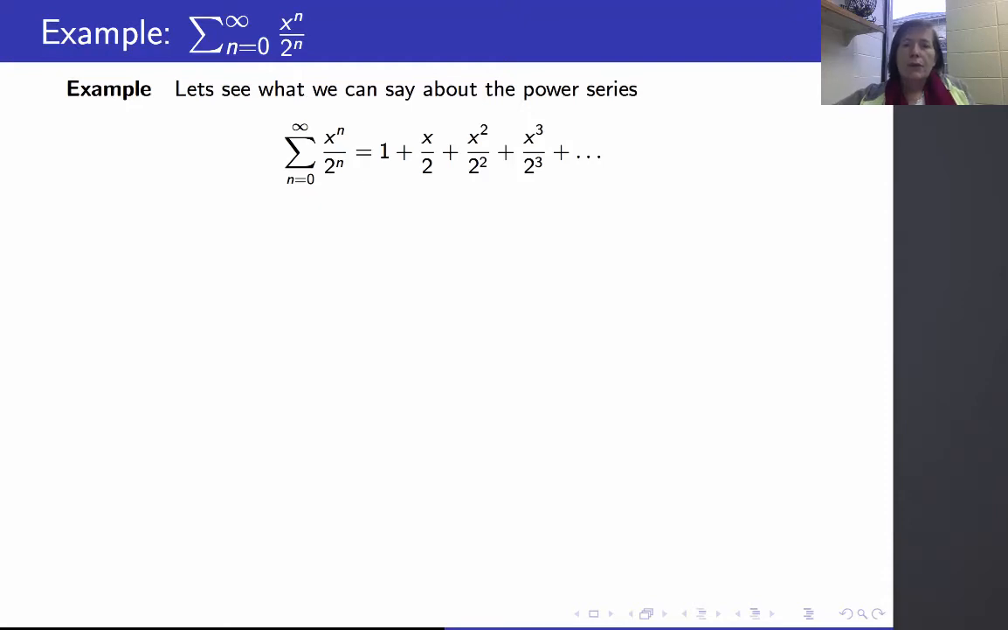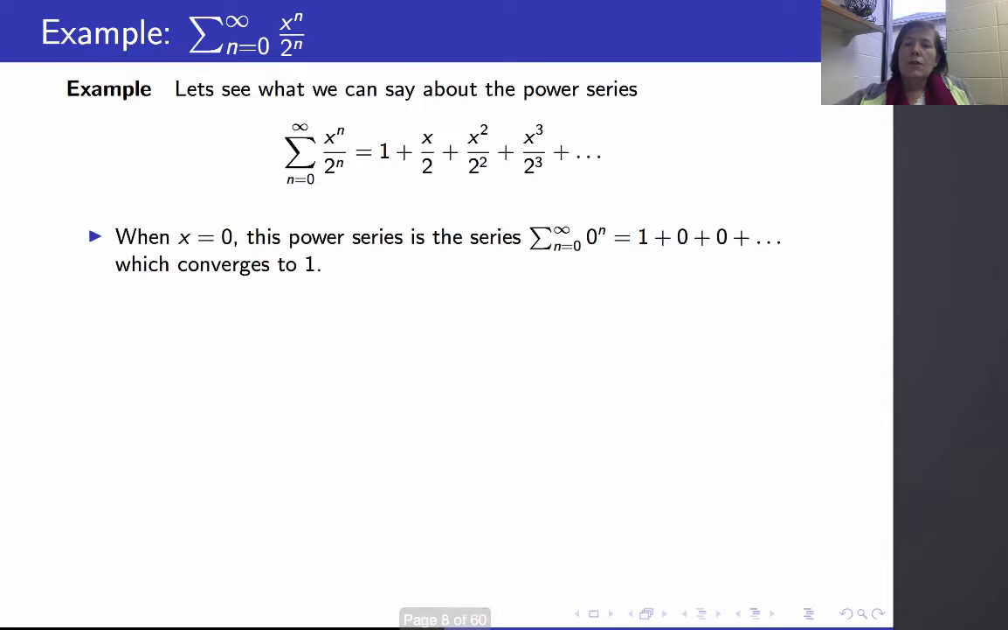Well, let's see what we can say about the power series, the sum of x to the n over 2 to the n. When we expand this sum, it's an infinite sum, and it's 1 plus x over 2 plus x squared over 4 plus x cubed over 8, etc. So again, it's like an infinite polynomial, but we also know that no matter what the value of x is, this is going to be a geometric series.